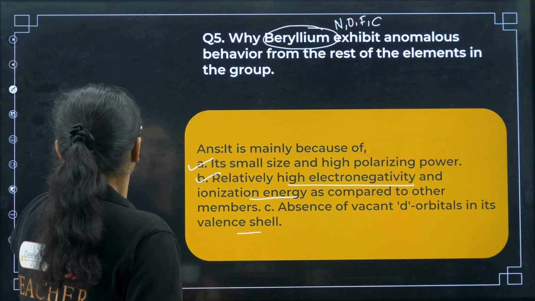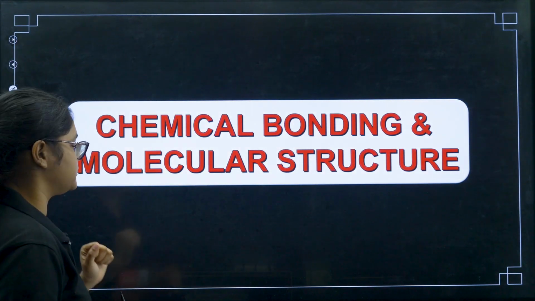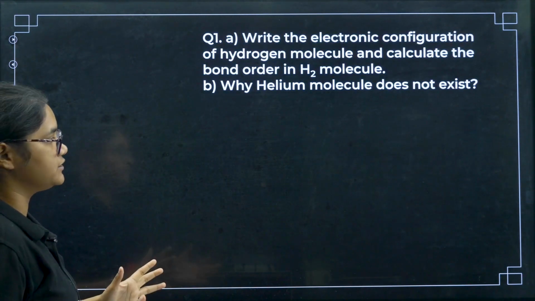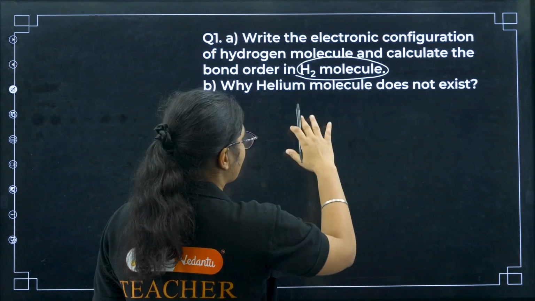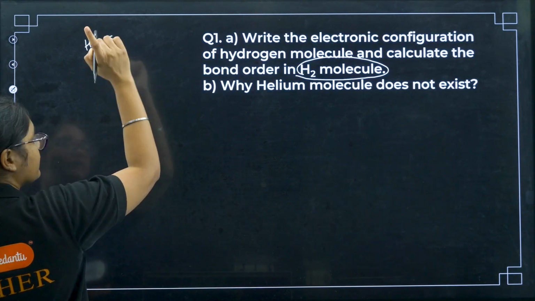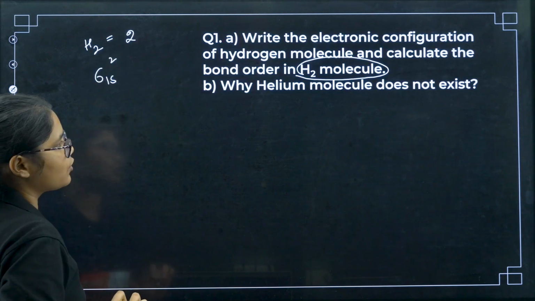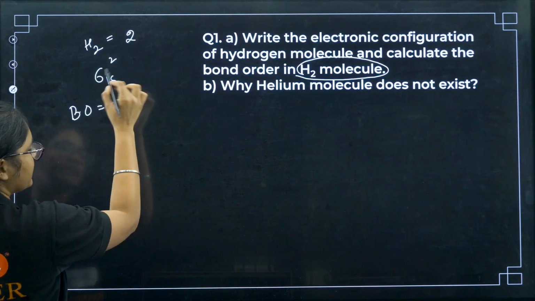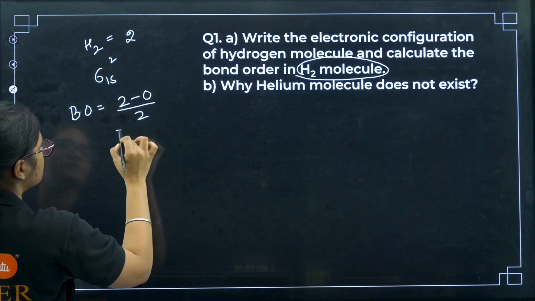Clear? Now if we move to the 4th chapter, that is chemical bonding and molecular structure, I have some important questions here. The first one is to write the electronic configuration of hydrogen molecule and calculate the bond order in H2 molecule. This is a very repetitive question, and why helium molecule does not exist. In H2 molecule, one hydrogen has 1 electron, 2 hydrogens will have 2 electrons. I can write sigma 1s2. That is the configuration. What is the bond order? Bond order is the number of bonding minus anti-bonding electrons, divided by 2. There is no anti-bonding, so that is 1.